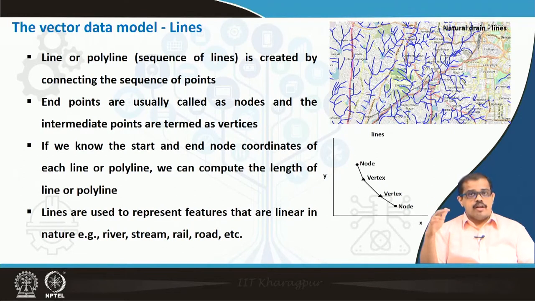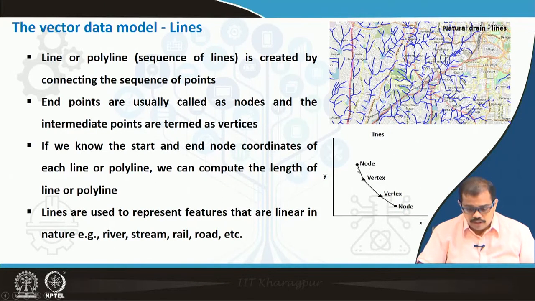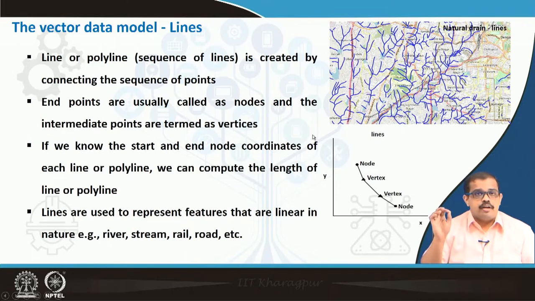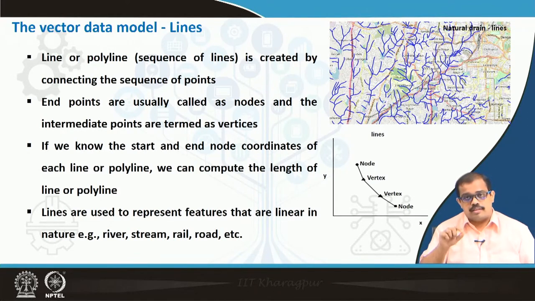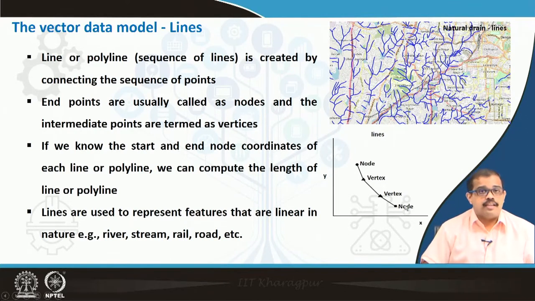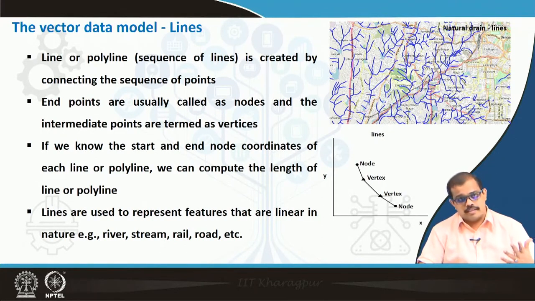But when you have a line or a polyline, it is connected by a sequence of points. If there are number of points that are connected as shown here, you have a node, you have a vertex, you have a vertex, number of vertexes, and finally you end with a node, this becomes a line, okay. Now the end points are usually called as nodes, not the intermediate ones. If you have one line segment here and then you have a connected one, then this becomes a vertex and not a node. Where it ends, it becomes a node, okay. And the intermediate values are called as vertex, or number of values are called vertices.